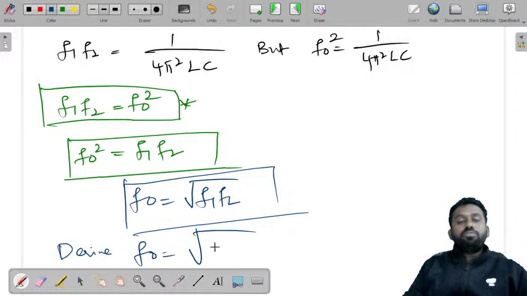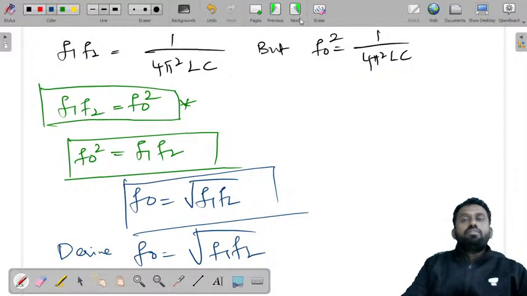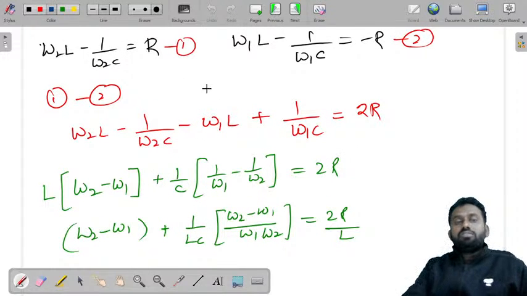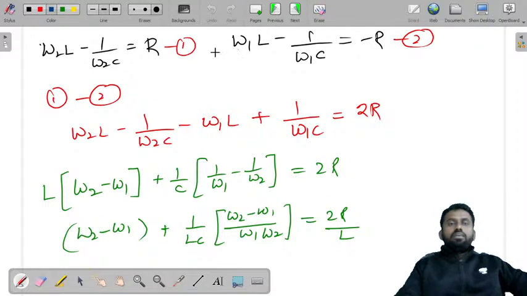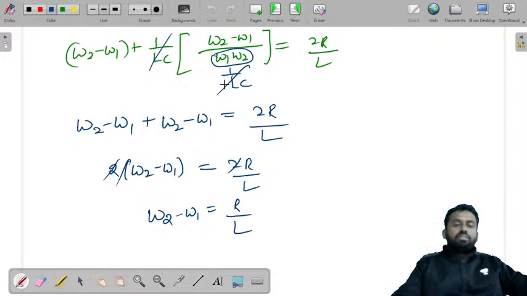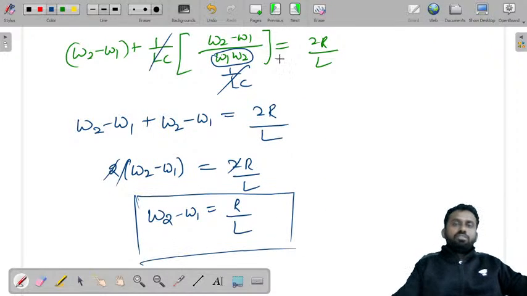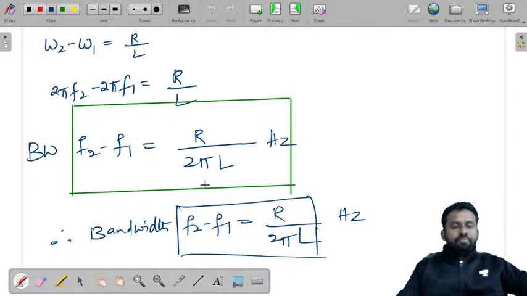Derive f0 is equal to root f1 f2. And then you can also subtract these two and find the bandwidth. This is the expression of bandwidth.